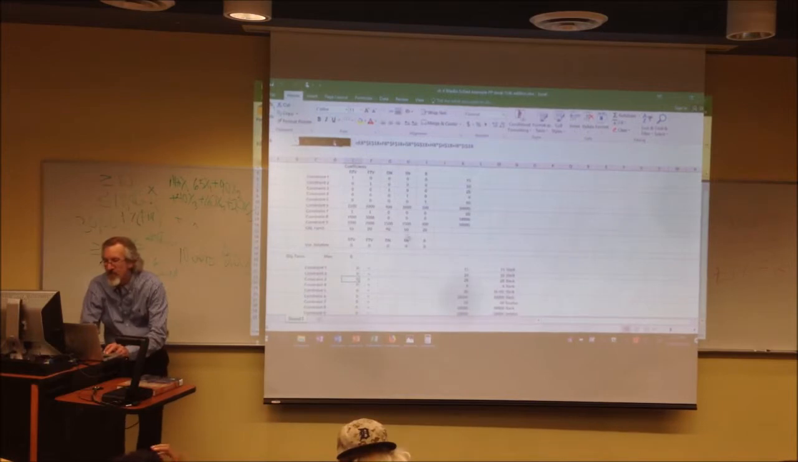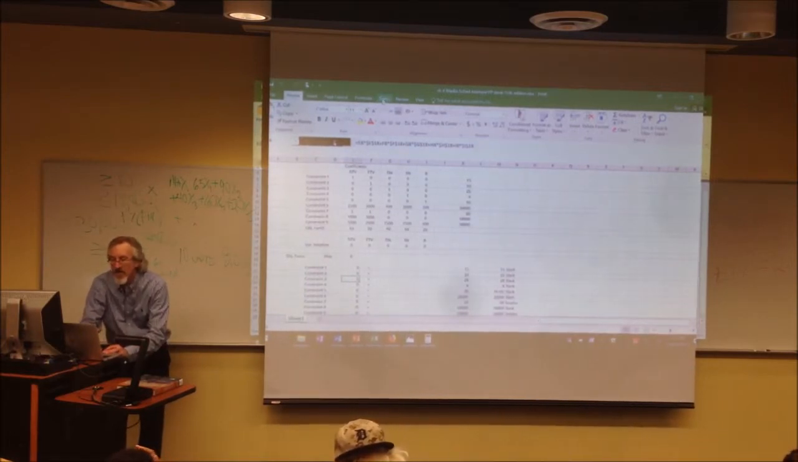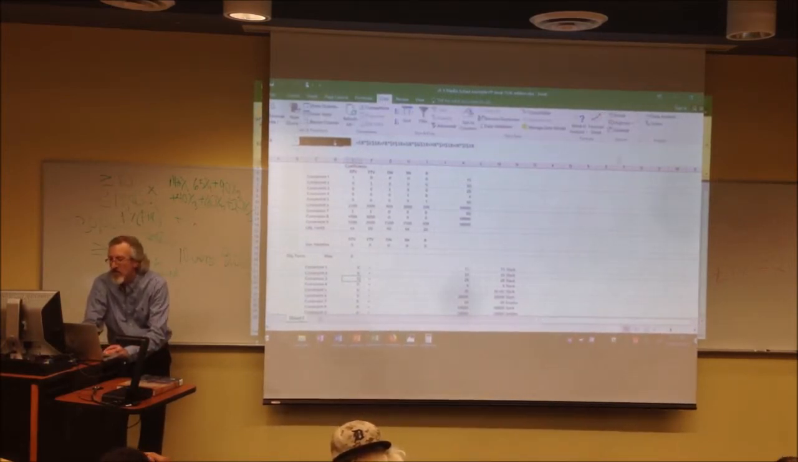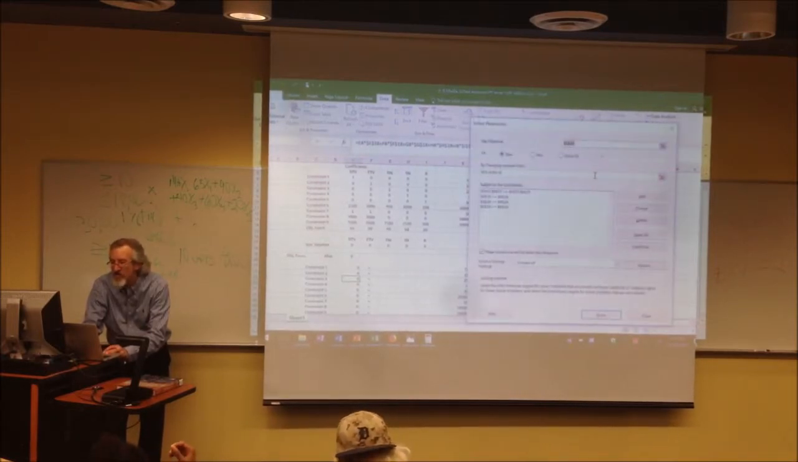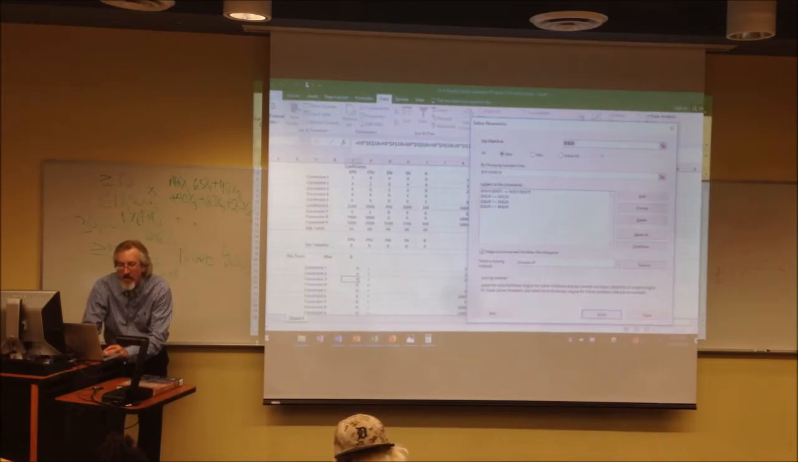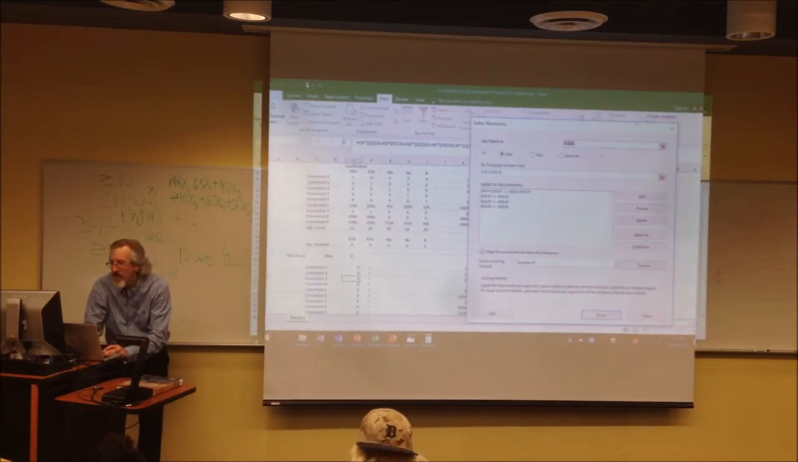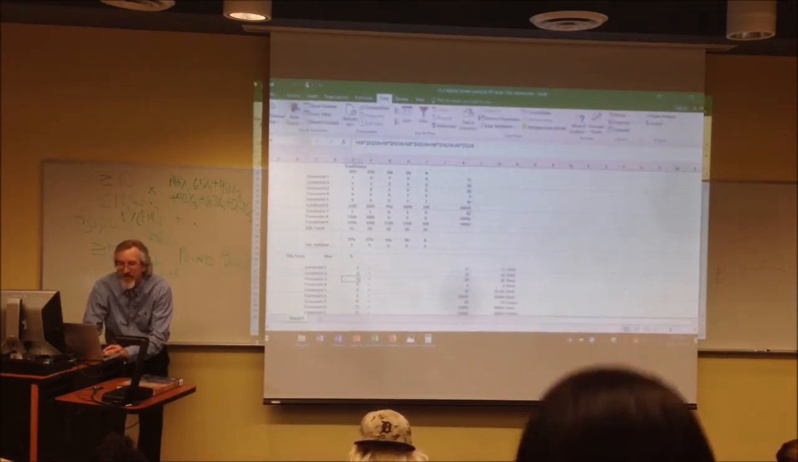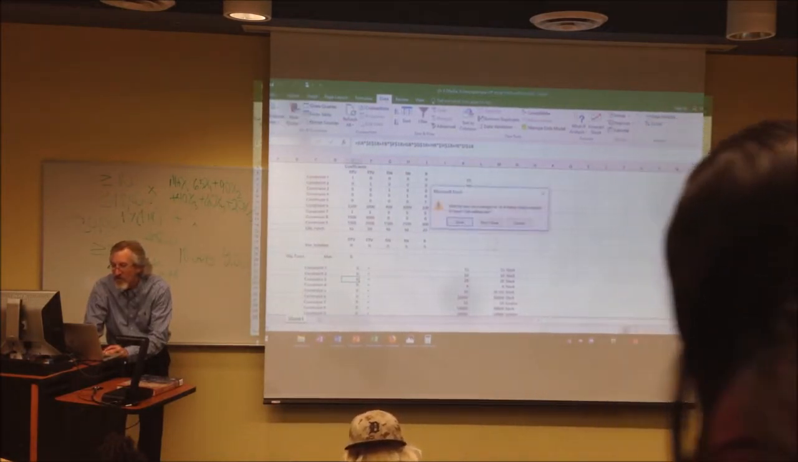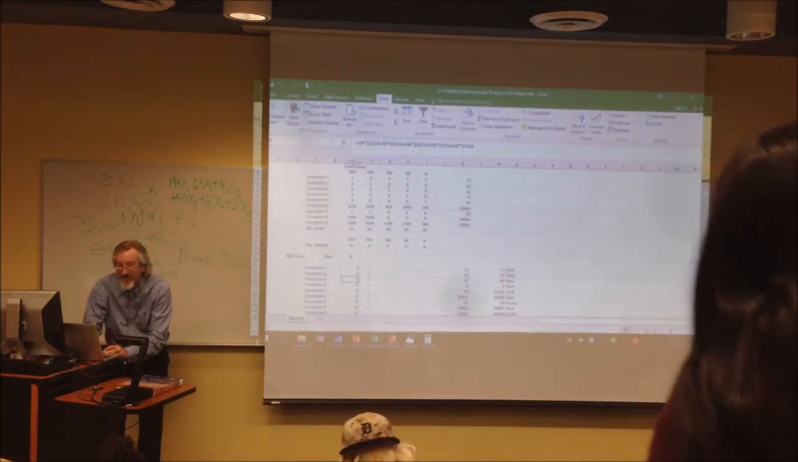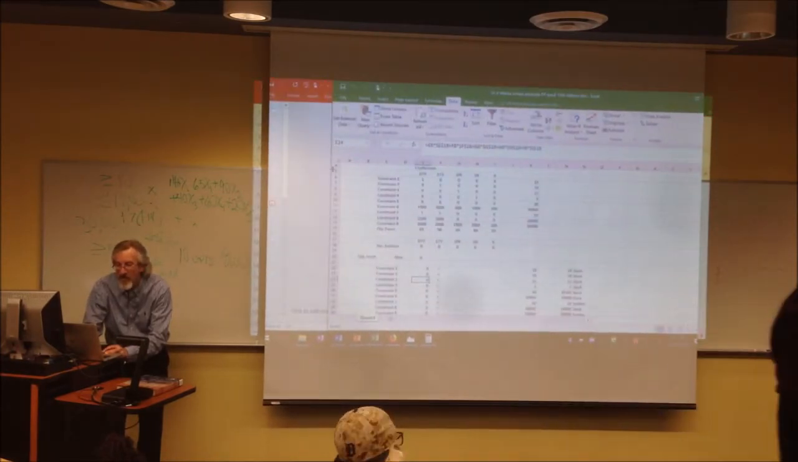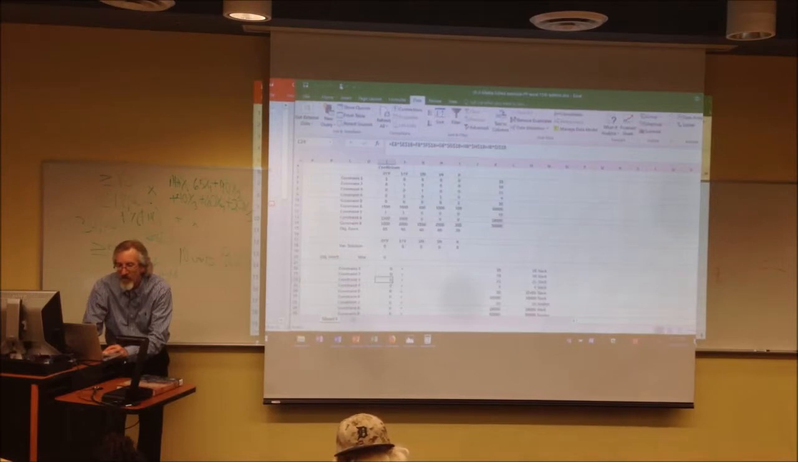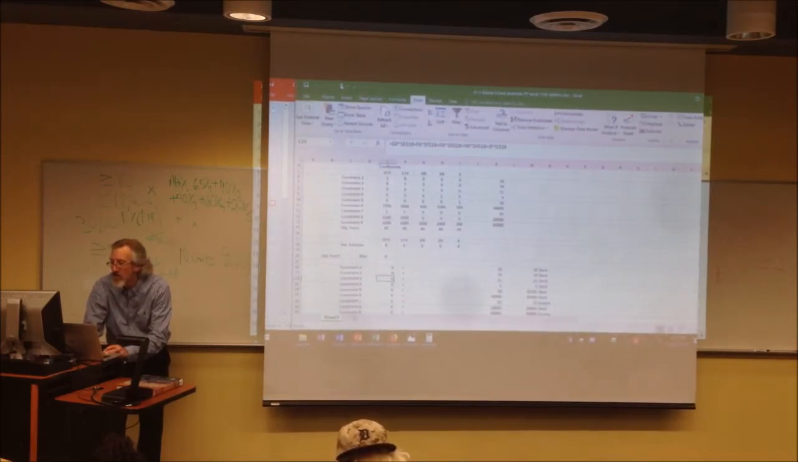Ready to solve it? Here we go. Data. Now what do I do? Solver. All right? Is E20 where the objective function, you can't see this, can you? Hang on. Let me see if I can do this. Okay, can you see it? Here we go, data solver.